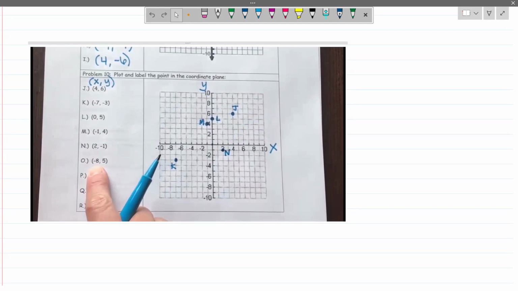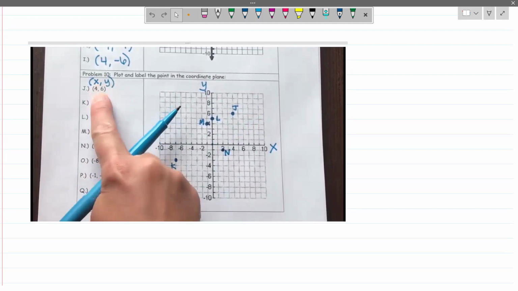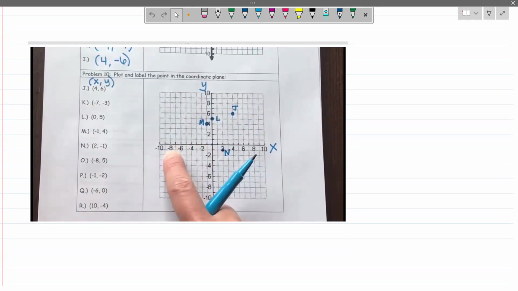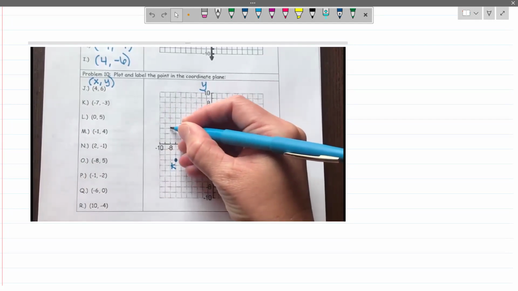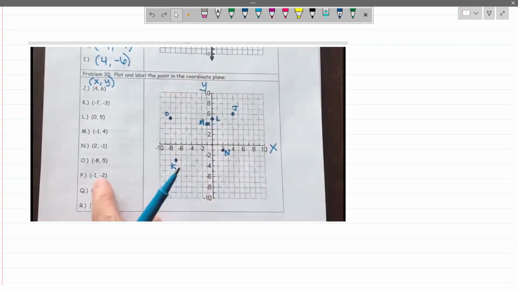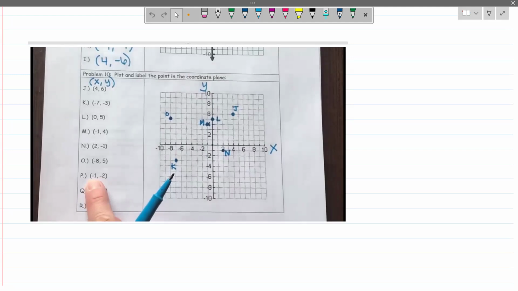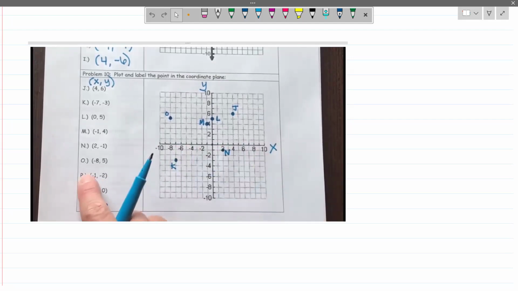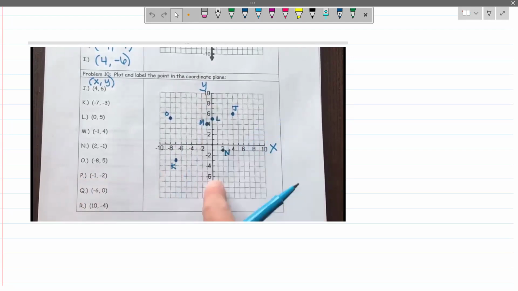Letter O is in the x direction, -8. So we're going to go on the x direction over to -8. And in the y direction, up 5. 1, 2, 3, 4, 5. Letter P, we're going to go left 1 and down 2. Again, x goes left to right. That's your first ordered pair. And the second ordered pair goes up and down. So left 1, down 2.